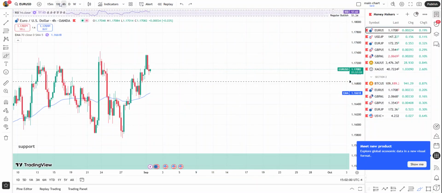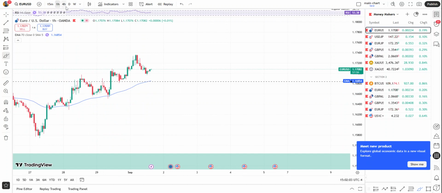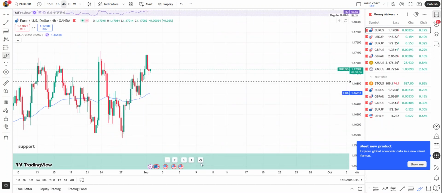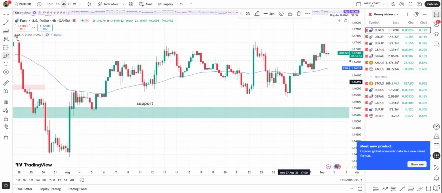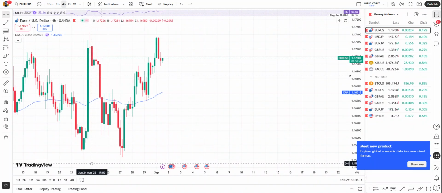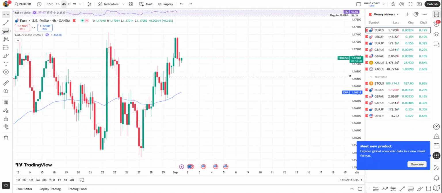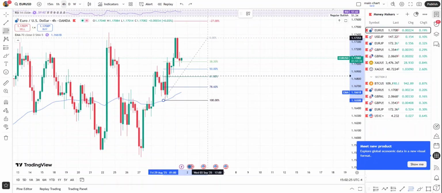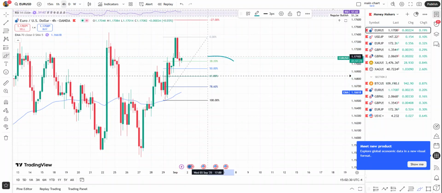So I would go on the 4 hour time frame and move this closer. And I will put my retracement tool on there from the swing low, the lowest wick, to the highest wick. And then these would be the retracement levels right here: 38, 50, 61, 78.